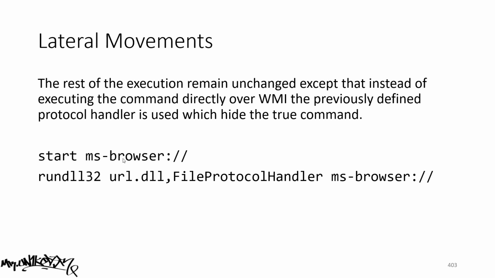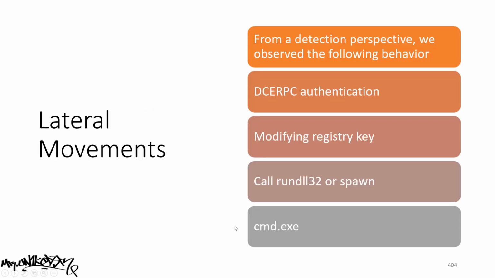But hopefully you found this one interesting too. That's a little trick that I love to use. Of course, it's not perfect in the sense that you still have DCE RPC authentication, but there's really not much that you can do about it. You're also going to have to modify the registry key to register your handler. You're also going to call rundll32 or spawn or whatever to actually trigger it.